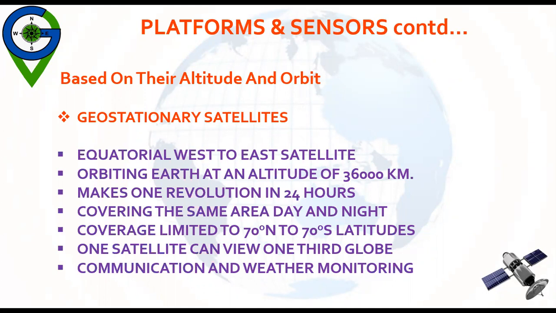see the Indian subcontinent only. So they are the equatorial satellites moving from west to east. And these satellites are placed at an altitude of 36,000 kilometer from the surface of the Earth.